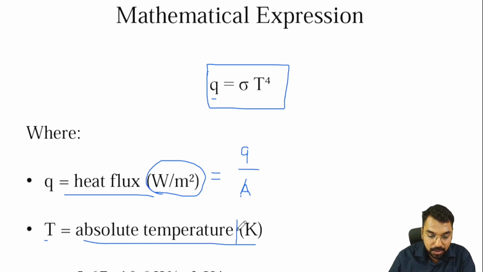You must remember that in radiation the temperature must be in Kelvin to satisfy this equation or this law. And sigma is nothing but the Stefan-Boltzmann constant, which is 5.67 into 10 raised to minus 8 watt per meter square multiplied by Kelvin raised to 4. And why did the Kelvin raised to 4 term come here? Because it has a fourth power of absolute temperature.